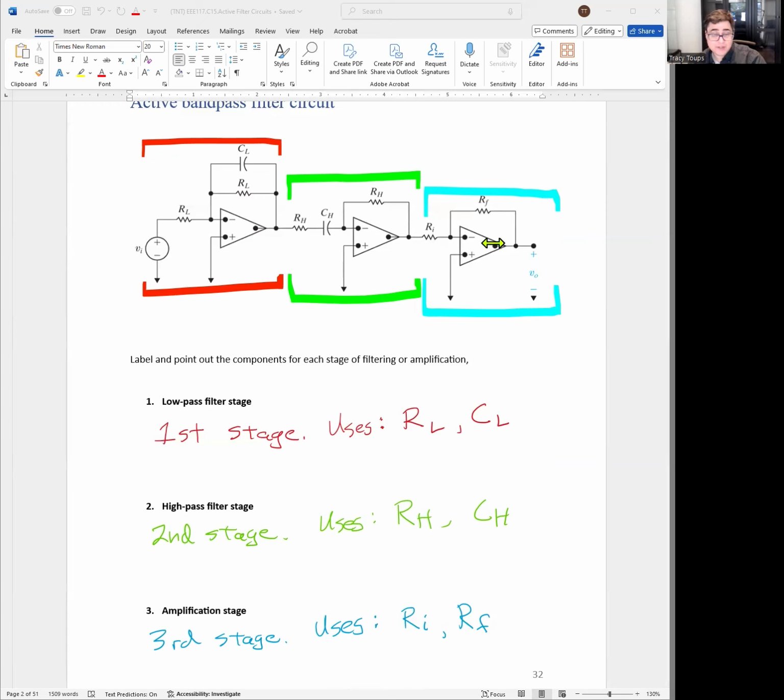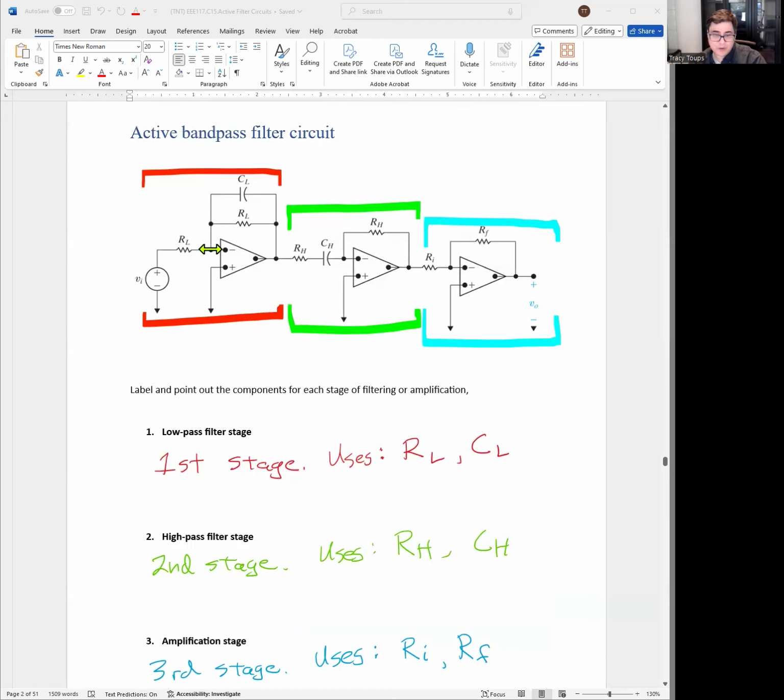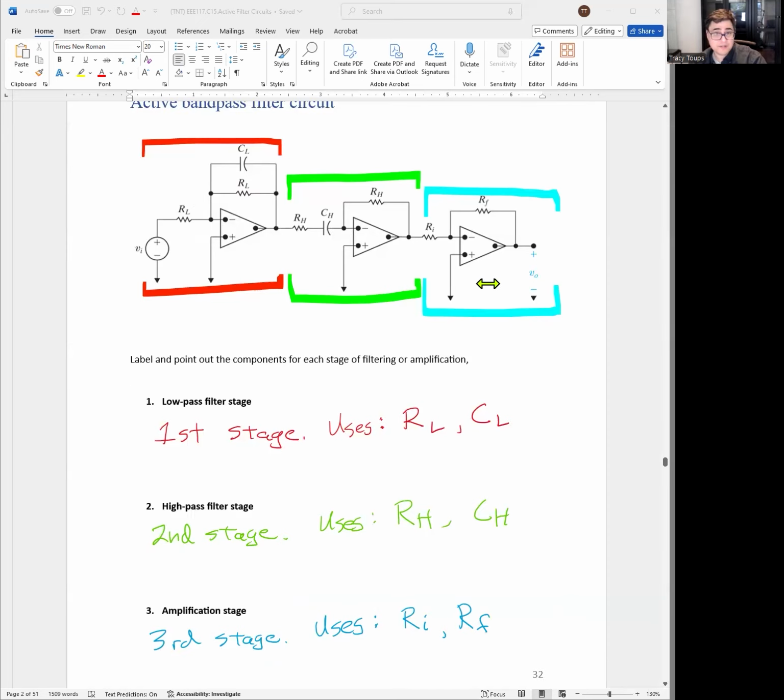Lastly, we have a third stage, which is the amplification stage. Notice there's no capacitor here because we're not doing any filtering. This is just a straight inverting amplifier where you have RI and RF. And you could choose these resistor pairs to create the gain that we need. Maybe a gain of 10 or 20 or 30 or 40. We could use any two resistors to get the level of gain needed, right? So again, 3 stages: low pass, high pass, cutoff frequencies are set for these first two, and then we'll have our amplification design on the third stage.